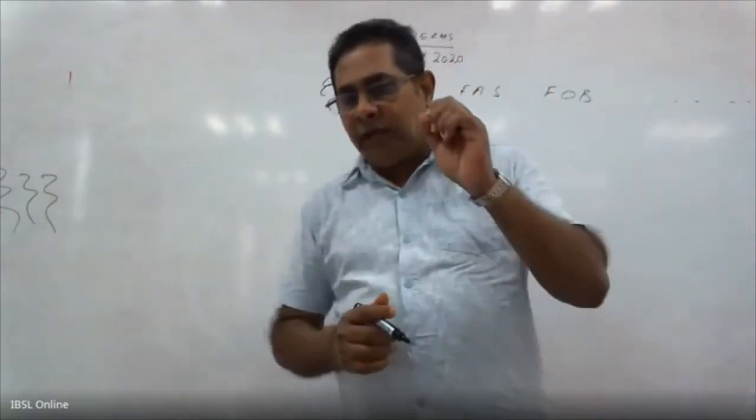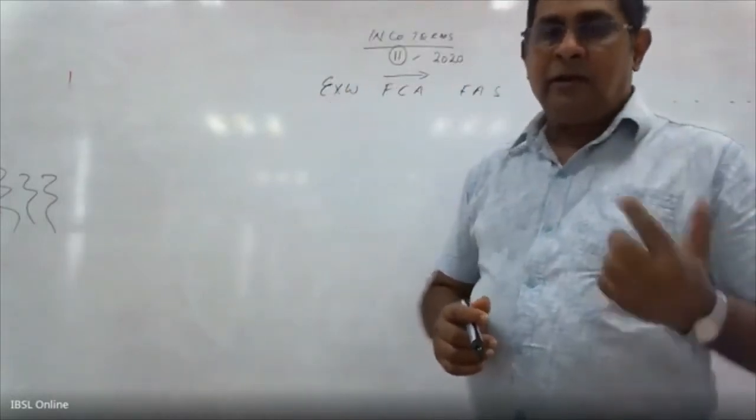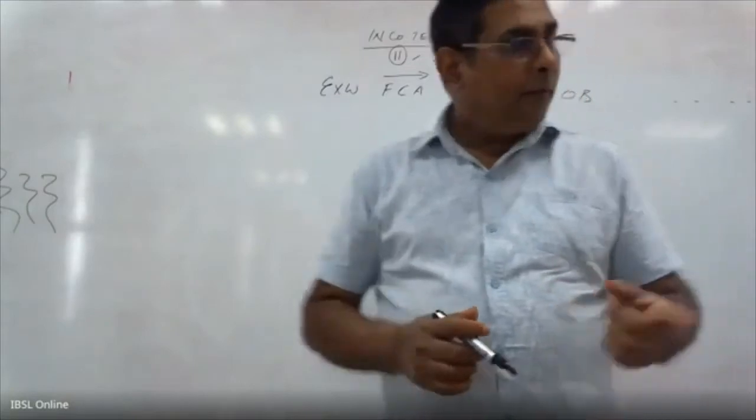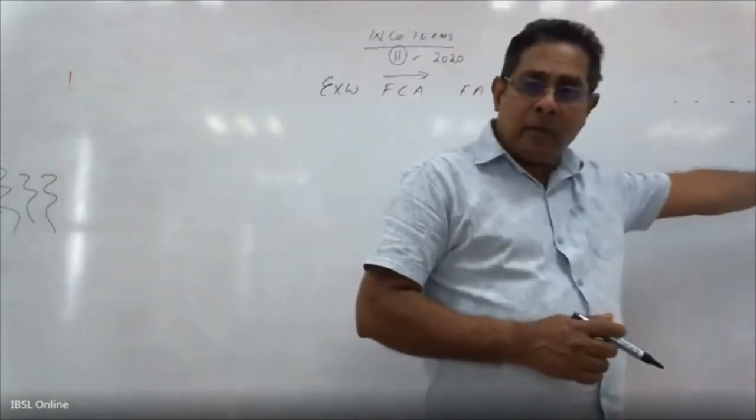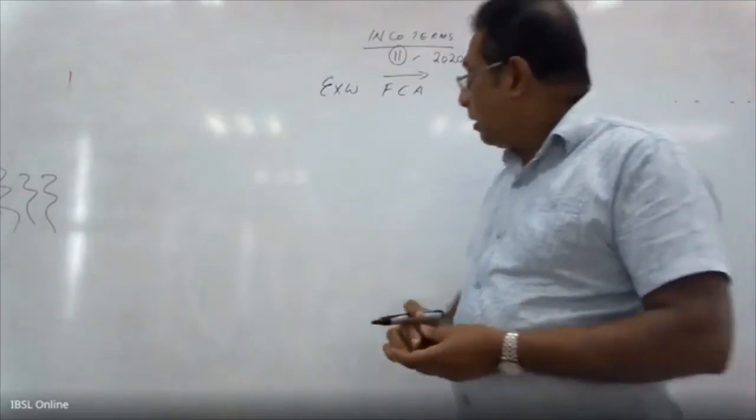What is the most advantageous Incoterm on behalf of the buyer or seller? If it is for the buyer, it's DDP. And if it is for the seller, it's ex-works. Right.